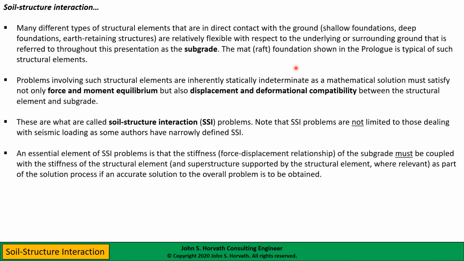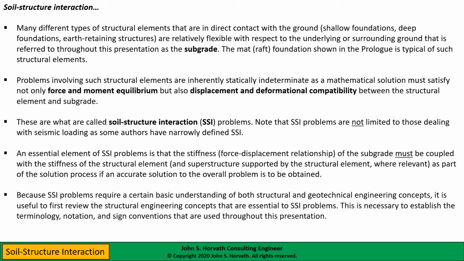An essential element of soil structure interaction problems is that the force displacement relationship of the subgrade must be coupled with the force displacement relationship of the structural element. And if, as in the case of a mat-supported building, you have a superstructure, that has to be included in the equation as well. We have to consider the force displacement relationship of the structure and the structural members. So we have to consider the compatibility of these various force displacement relationships if we want to get an accurate solution to the overall problem.